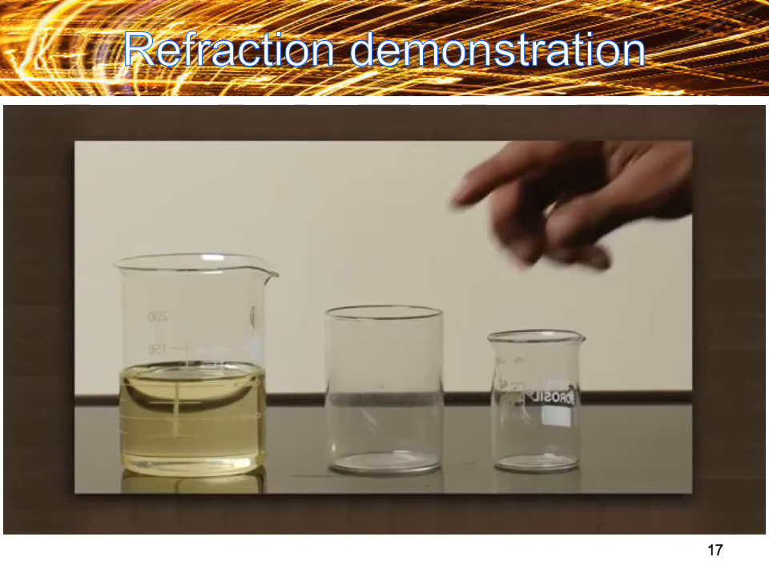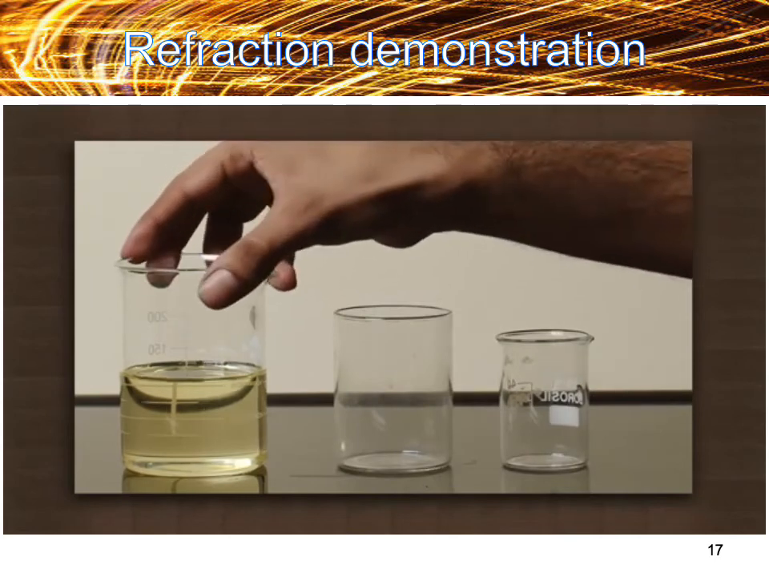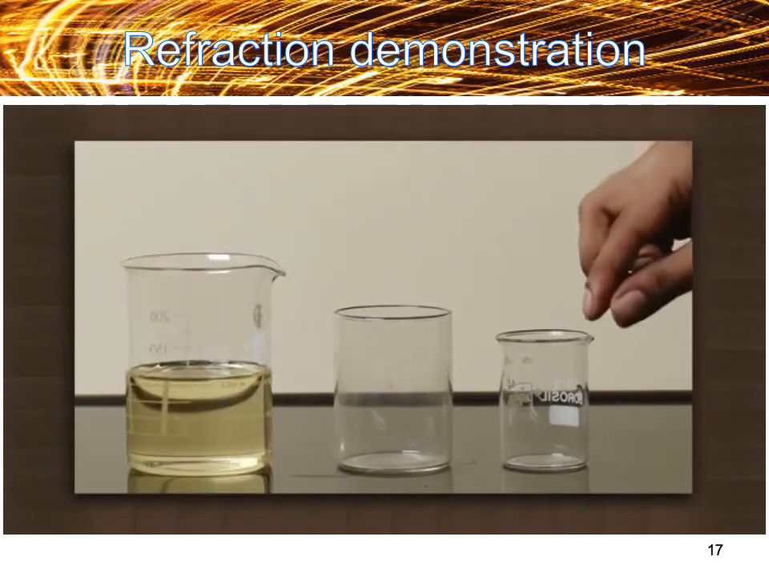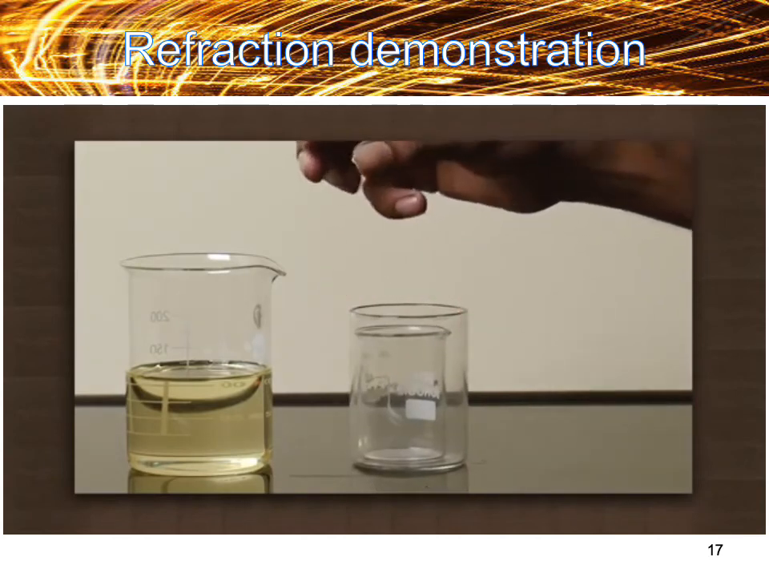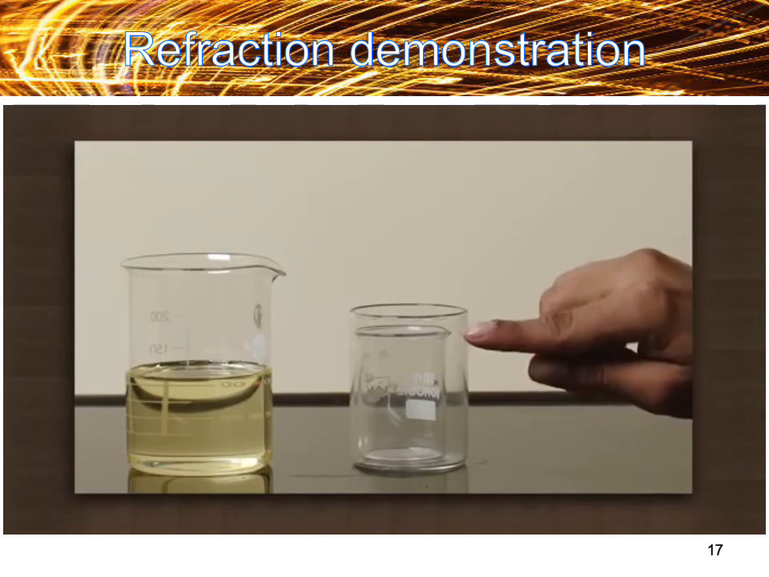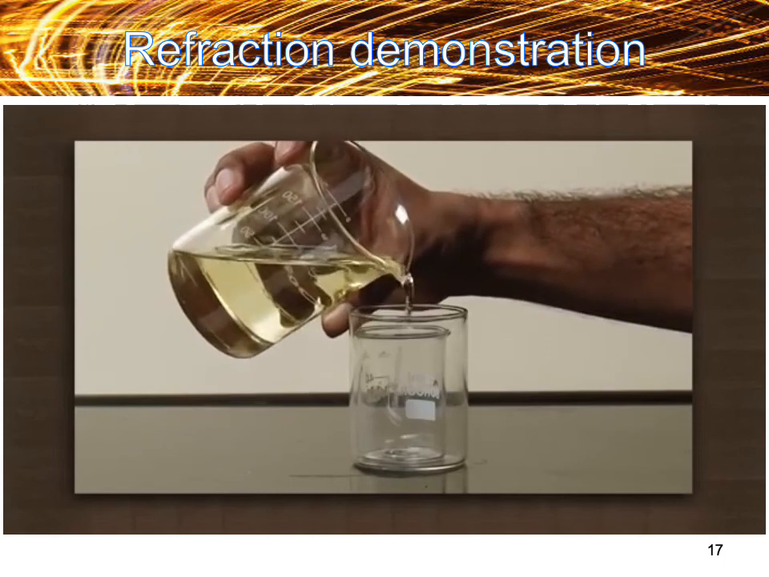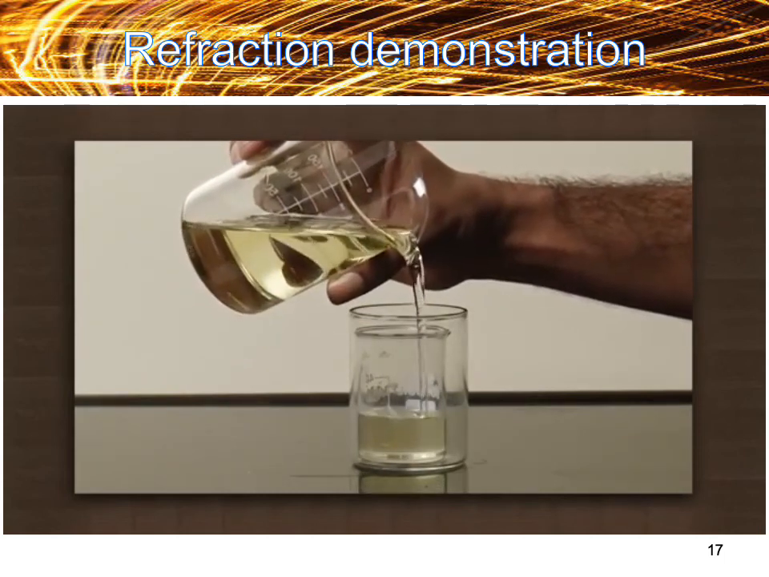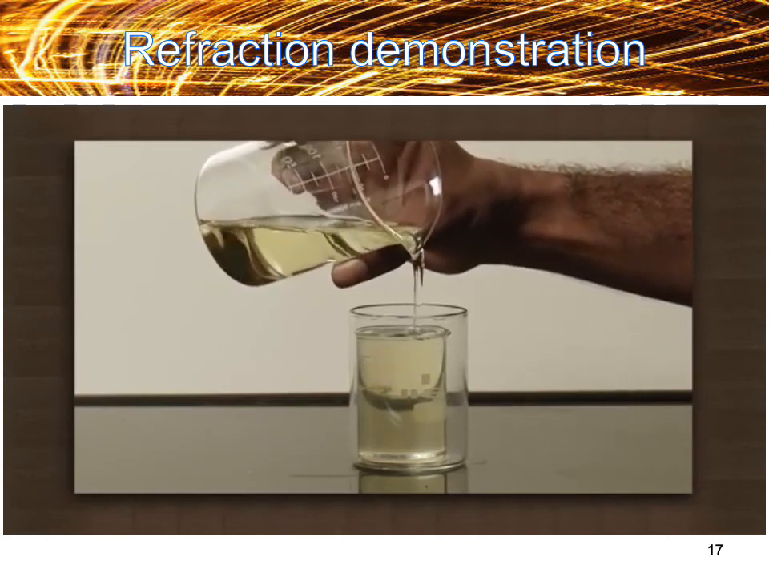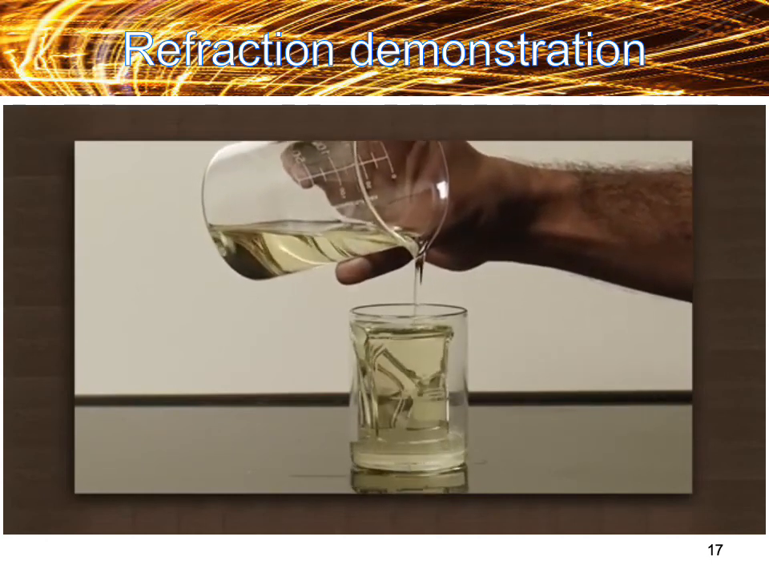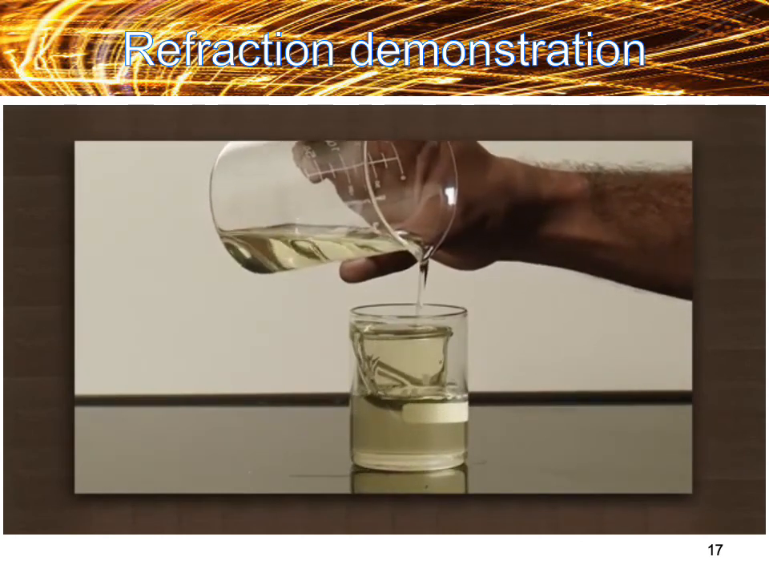Here we have two glass beakers, one small and one big, and some vegetable oil. Put the small beaker inside the big beaker. You can see the small beaker is still visible. Now pour the oil inside the small beaker. Keep pouring it so that the oil can overflow into the bigger beaker. As soon as the big beaker is filled with oil, you cannot see the small beaker through it.